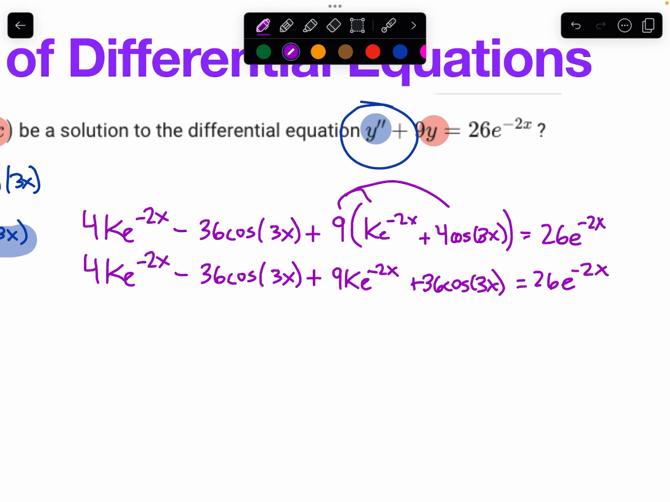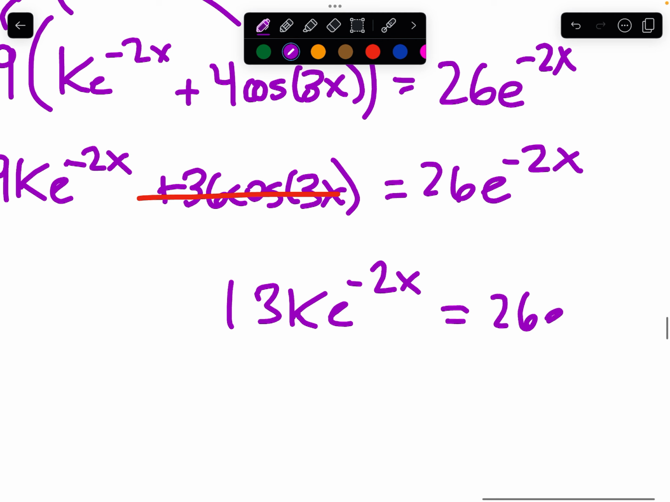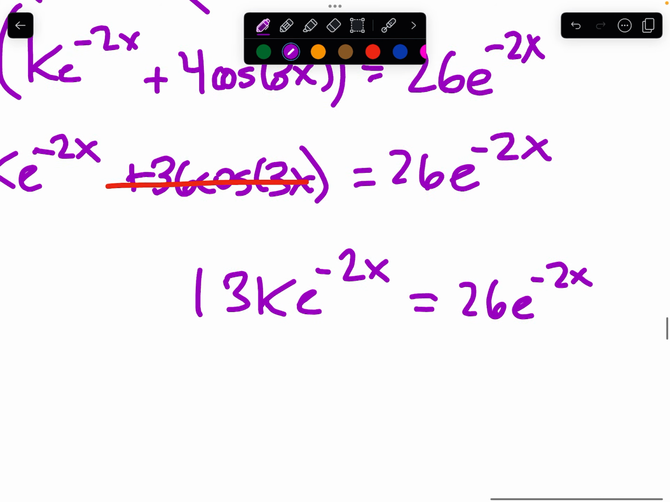Well, let's look for some like terms we can combine. First of all, I'm seeing this minus 36 cosine 3x, this plus 36 cosine 3x. Those are like terms that are going to cancel each other out. What do we have left here now? We've got a couple of like terms I've underlined that we can combine. Altogether, there's 13 of those. 13k e to the power of negative 2x. And on the right-hand side, that's still equal to 26e to the power of negative 2x.